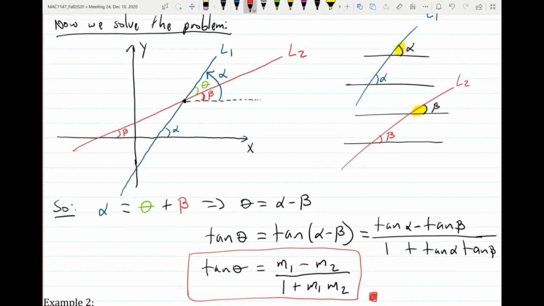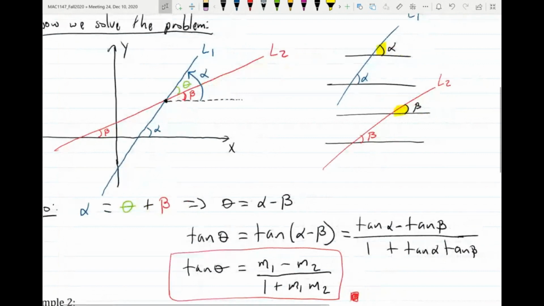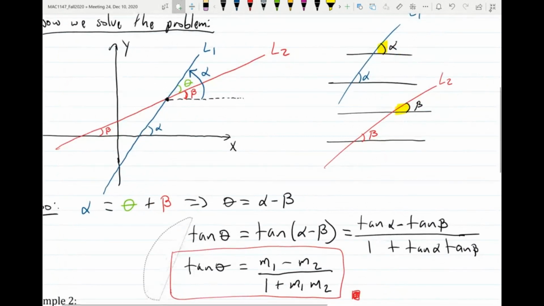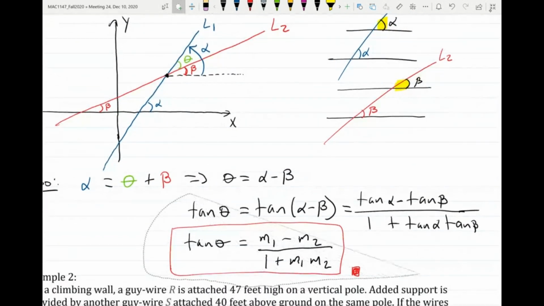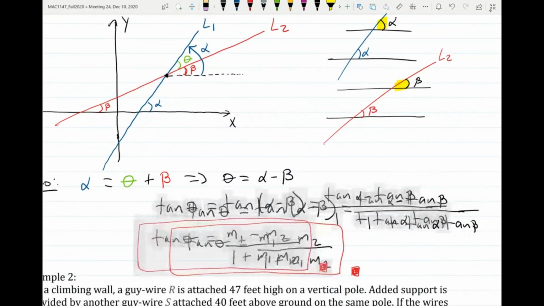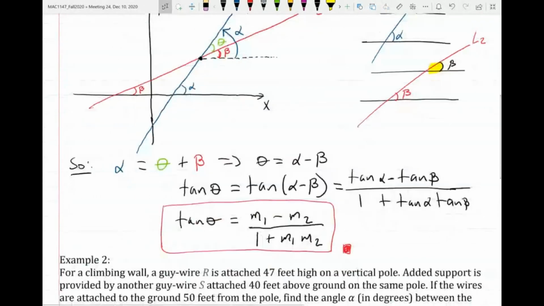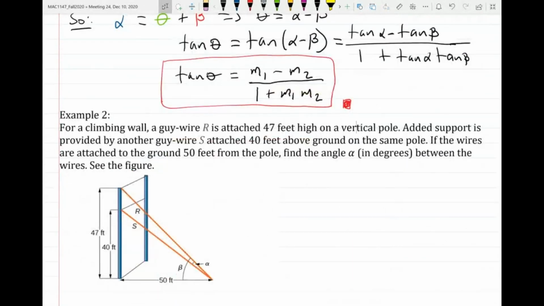All right, so that's one little application that we can do. Let me move these things a little bit to the right. All right, so that was that. Now let's take a look at the next problem.